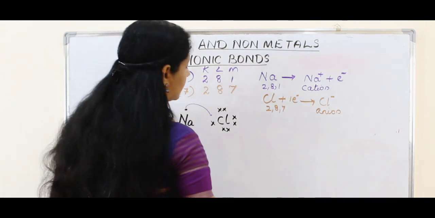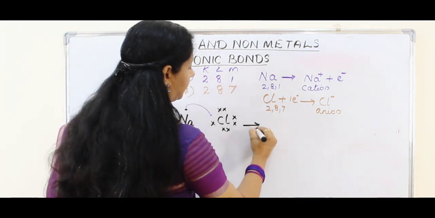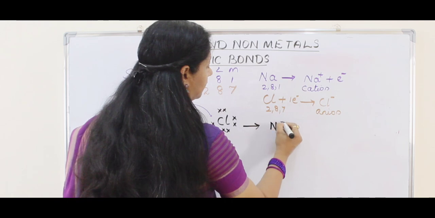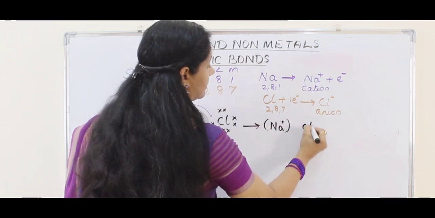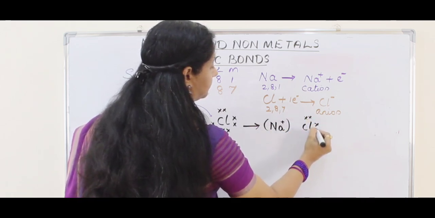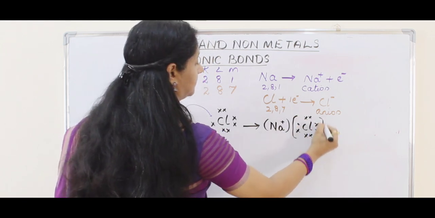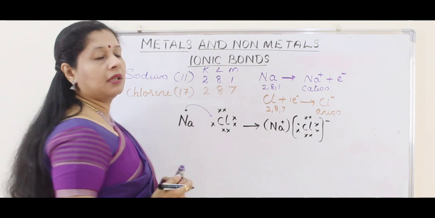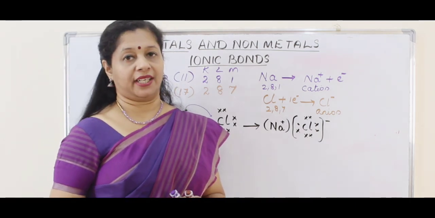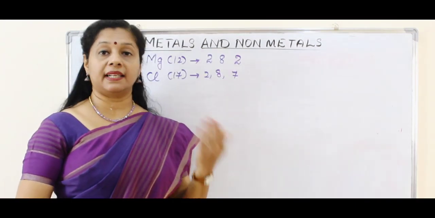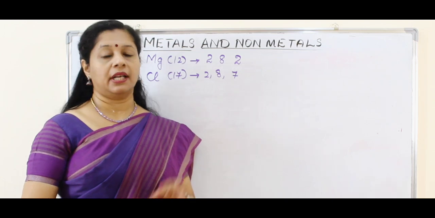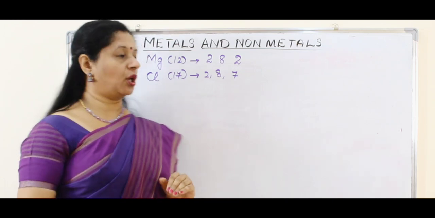what we are getting is sodium chloride. That is Na plus and Cl minus. So this is the molecule of sodium chloride. Now let's see the formation of another ionic compound, magnesium chloride. Here magnesium is a metal, chlorine is a non-metal.